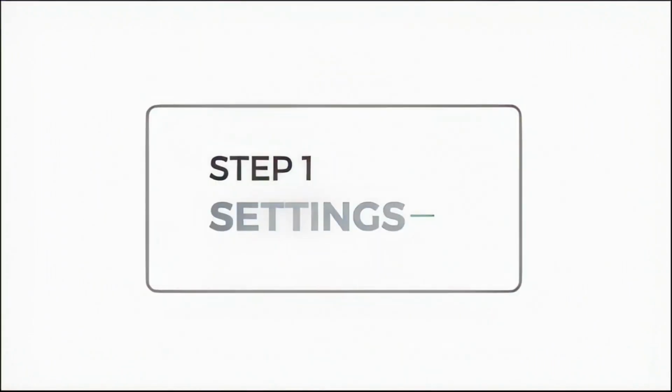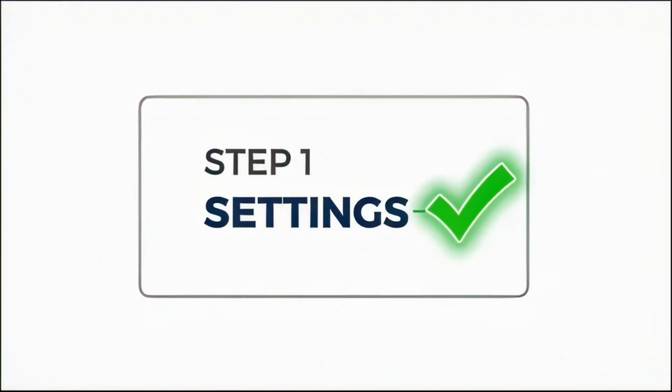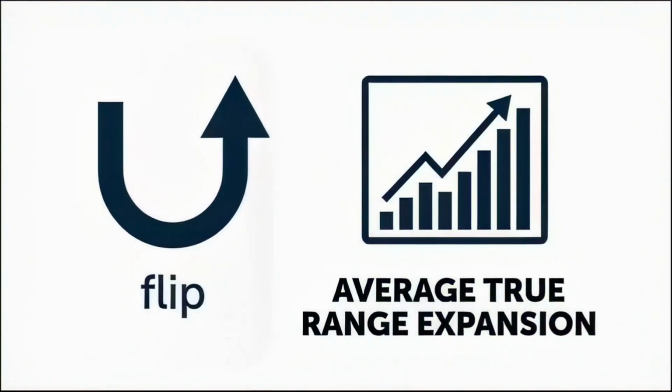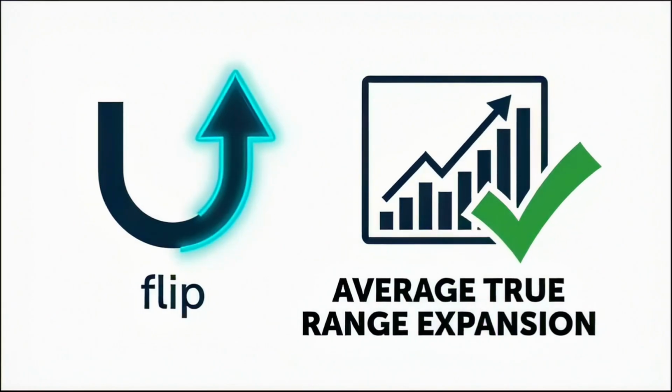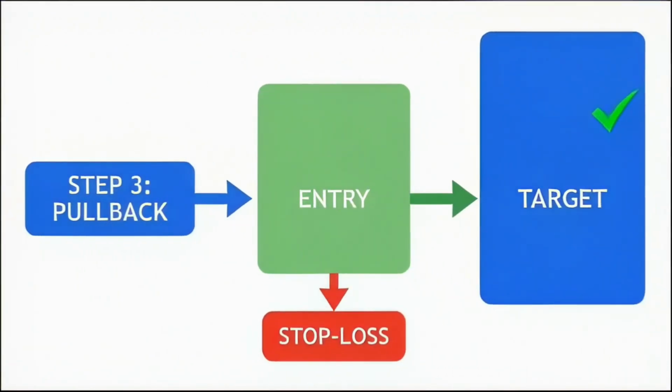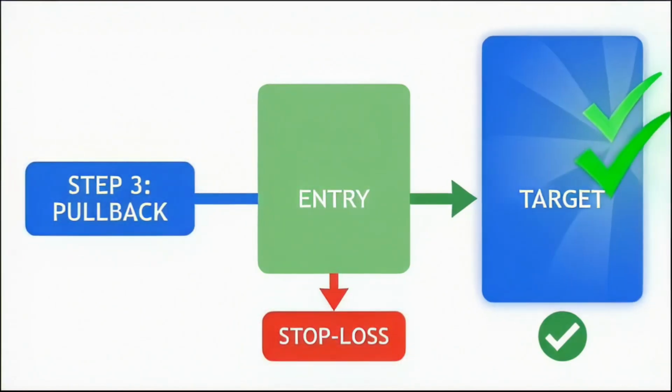So here is the whole method, beginning to end. Tune the two settings to match what you are trading. Treat the flip as permission, never a trigger. Confirm the candles are actually expanding before you trust it. Enter on the pullback, stop at the line, target the prior swing.